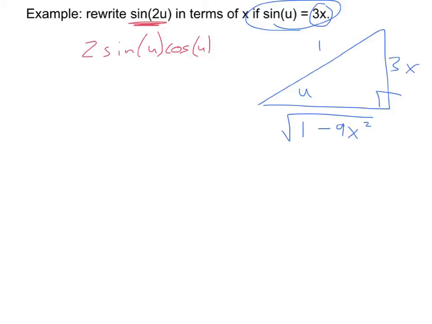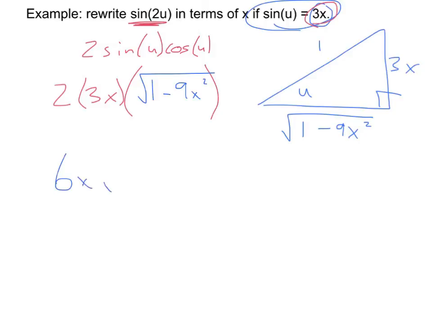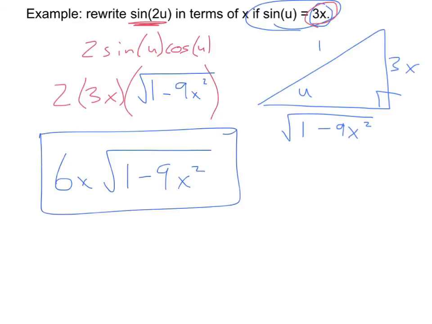Now that I have my triangle set up, I can plug things in over here. I have 2, then I have sine u. Well, it's interesting, sine u we already know is 3x, so I can just put in 3x. Cosine u is the one that's going to take slightly more effort. For cosine u, I'm supposed to do the adjacent side over the hypotenuse. So it turns out that it's the square root of 1 minus 9x squared. And that's basically it. I should just rewrite this, I suppose. This will be 6x times the square root of 1 minus 9x squared. So this thing is the rewriting of 2 sine u cosine u in terms of x.